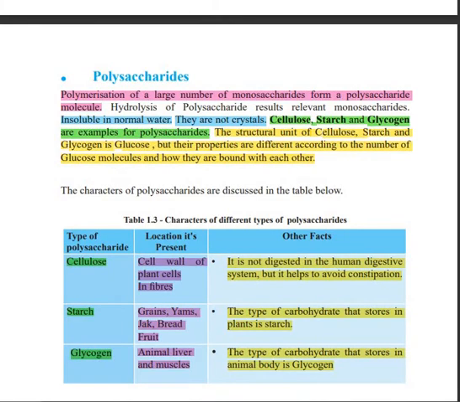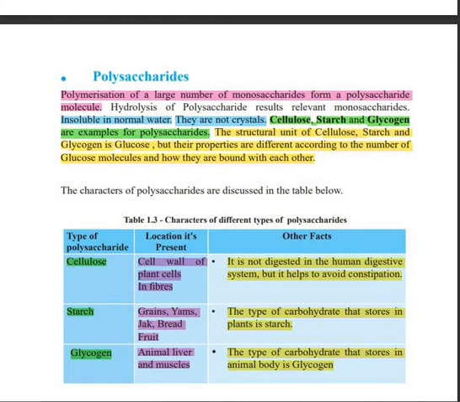Here see cellulose. Cellulose is present in the cell wall of plant cells in fibers. It is not digested in the human digestive system, but it helps to avoid constipation. Do you know that eating fiber foods avoids constipation?